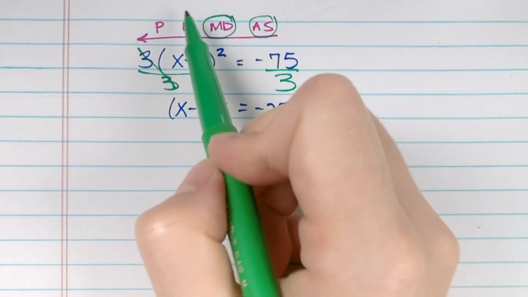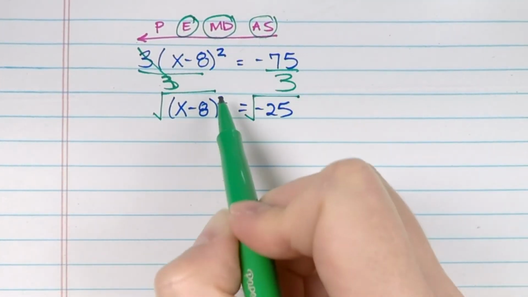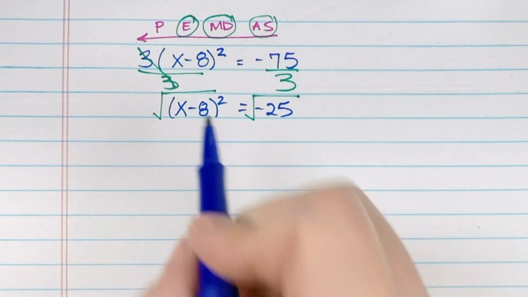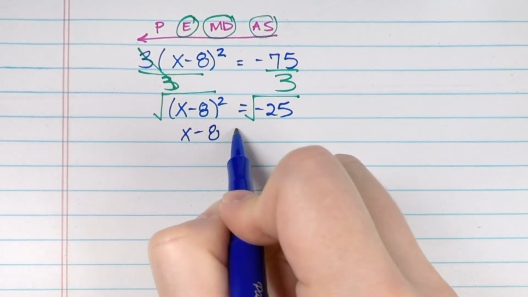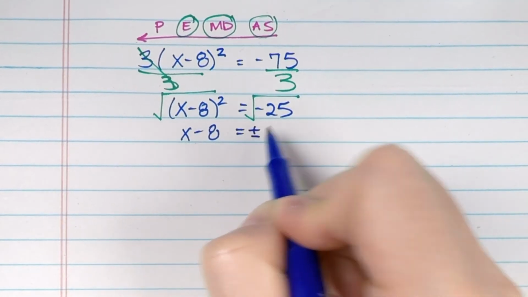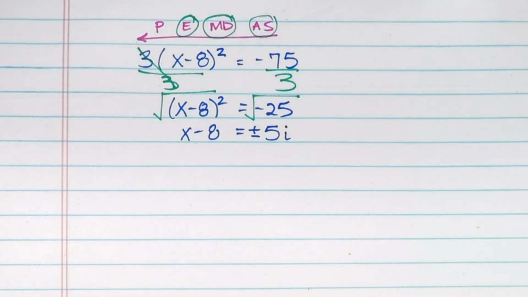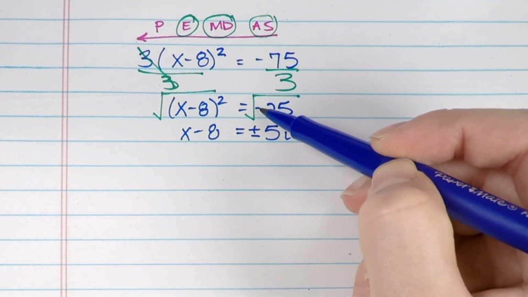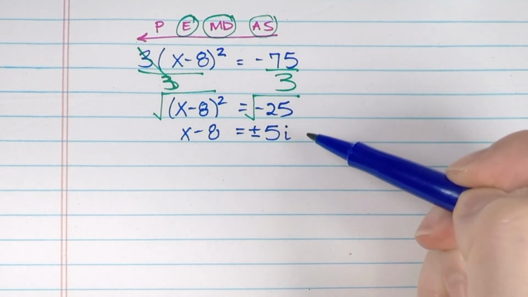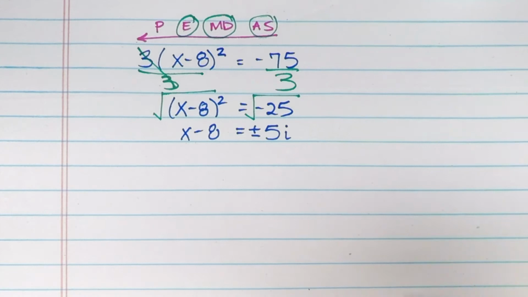Now my next step, I want to cancel out the exponent. So to cancel out the square, we're going to square root both sides. Square and square root cancel. So I'm just left with x minus 8, dropping the parentheses since nothing's outside them anymore, and the square root of negative 25, don't forget plus or minus, and the square root of negative 25 gives me 5i. So remember, since the square root is negative, that's going to give me an imaginary answer. Check out my video on simplifying negative radicals if you need a little extra help with that.